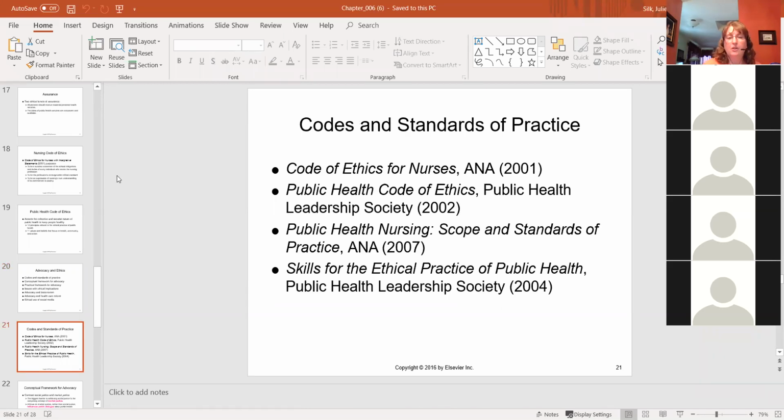All right, and then like we said, there's all these different standards of practice that we have to live by. So again, the Code of Ethics for Nurses you could find on the ANA website. And this was updated back in 2001. There is also that Public Health Code of Ethics that we just talked about that came about in 2002. Public health nursing has a scope and standard of practice that the ANA devised back in 2007. And then there's also skills for the ethical practice of Public Health Leadership Society that came out with some standards as well in 2004.